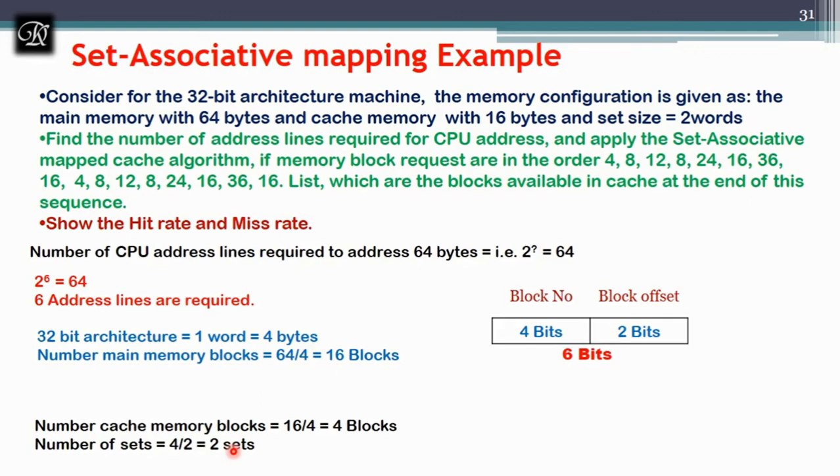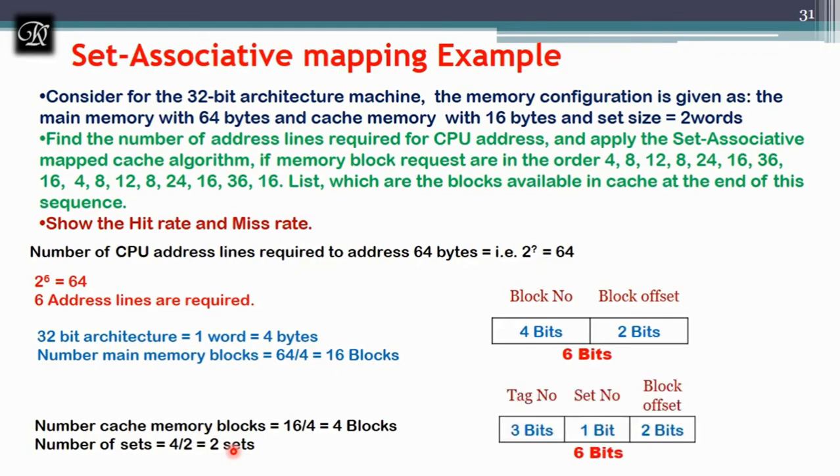And we can see over here the block offset is constant, as in main memory, and for the set number I have taken only 1 bit. Why? Because I have only 2 sets, 0 or 1. So 1 bit is sufficient to represent the set number, and all the remaining bits will go to the tag number.